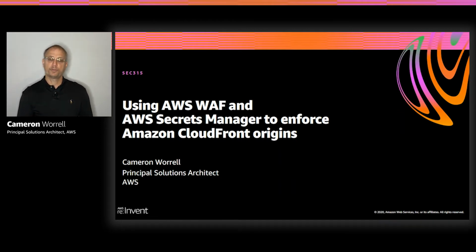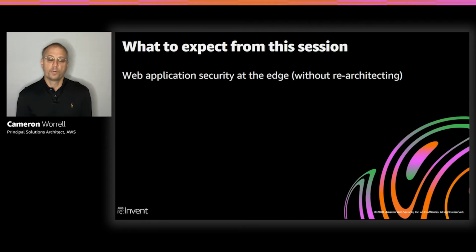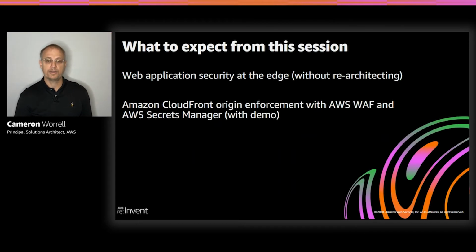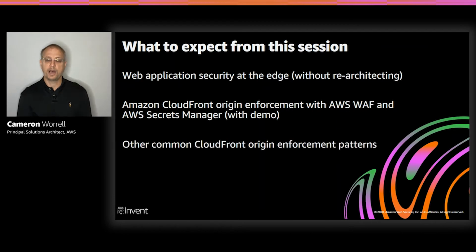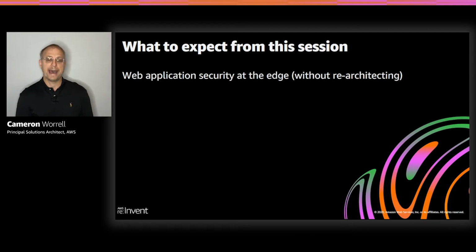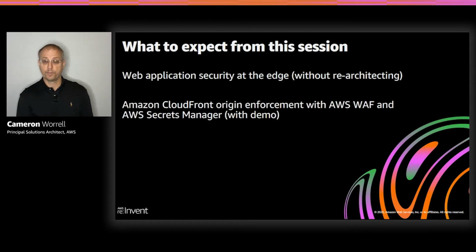As we go through our discussion today, we are going to be covering a number of areas. We're going to start off by thinking about how you can expand your security out to the perimeter edge without having to re-architect your applications. We're also going to dive into the main focus of the talk today, which is the specific pattern using AWS WAF and Secrets Manager to enforce origins. And we're going to have a demo around that.